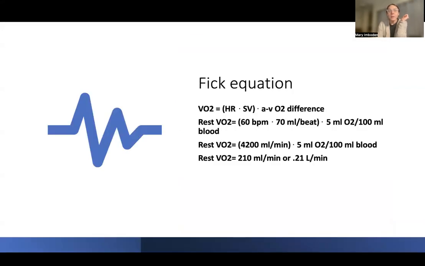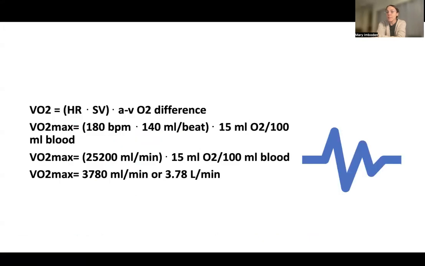Okay, and let's put some numbers to it to help you all out. So this would be rest, okay? In this example, resting heart rate is 60 beats per minute, a normal resting stroke volume could be around 70 milliliters per beat, and resting AVO2 difference is 5 milliliters of oxygen per 100 milliliters of blood. Pretty textbook. Now, with that, we do our calculations and we see that our resting VO2 is around 210 milliliters per minute.